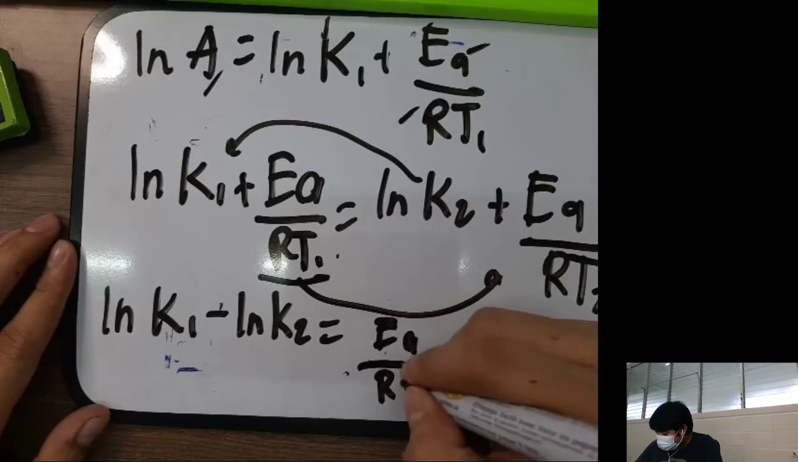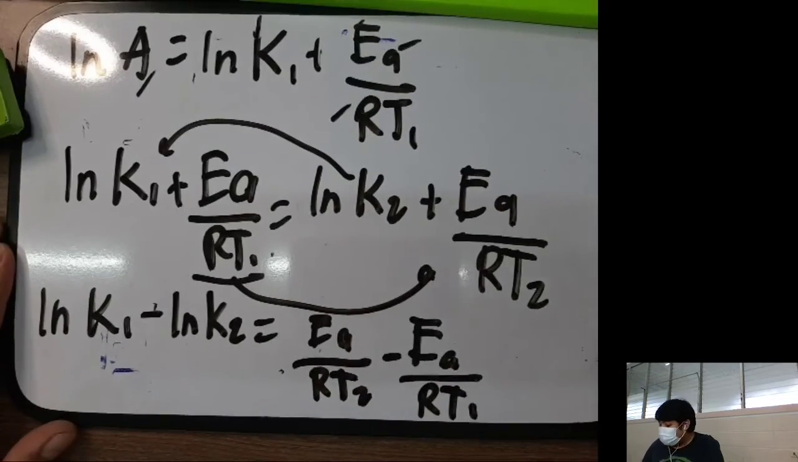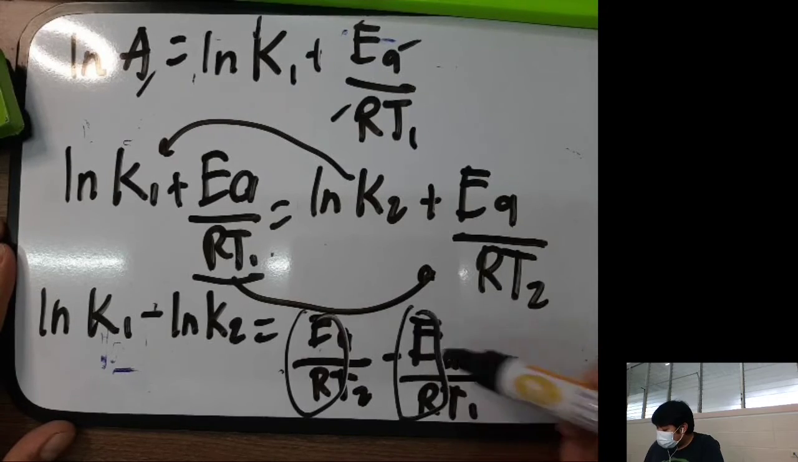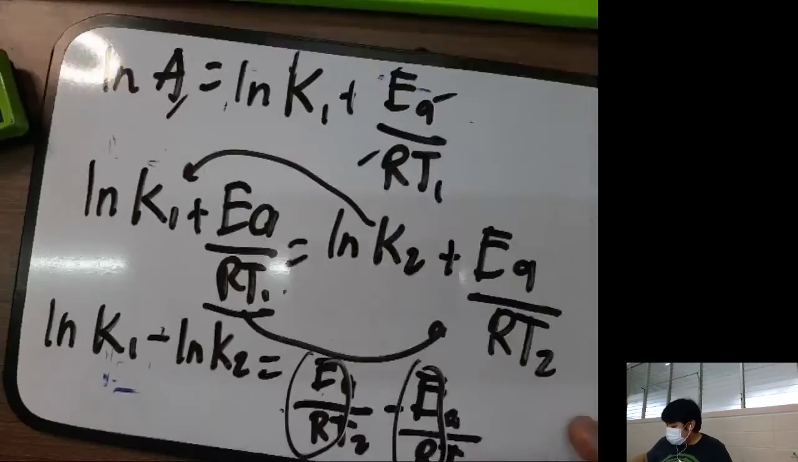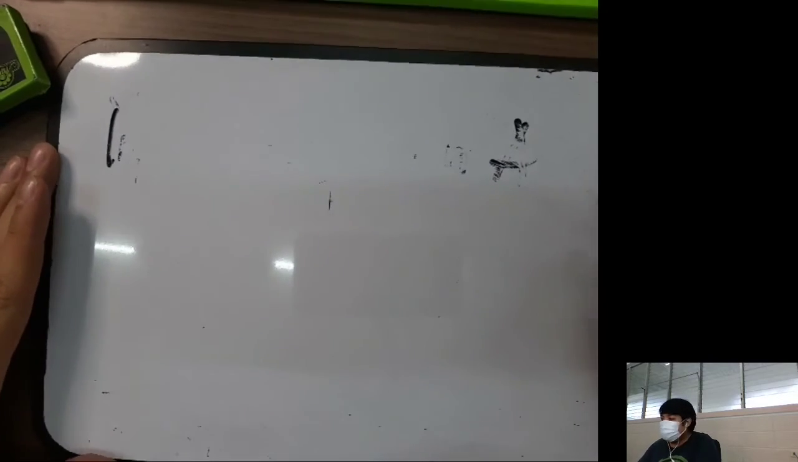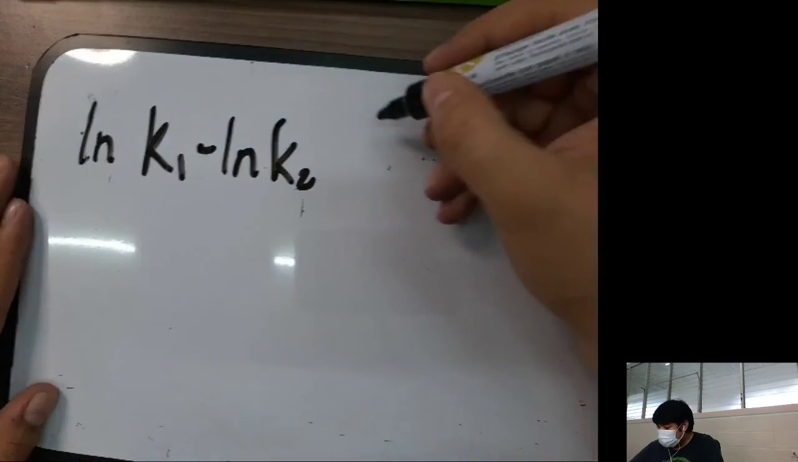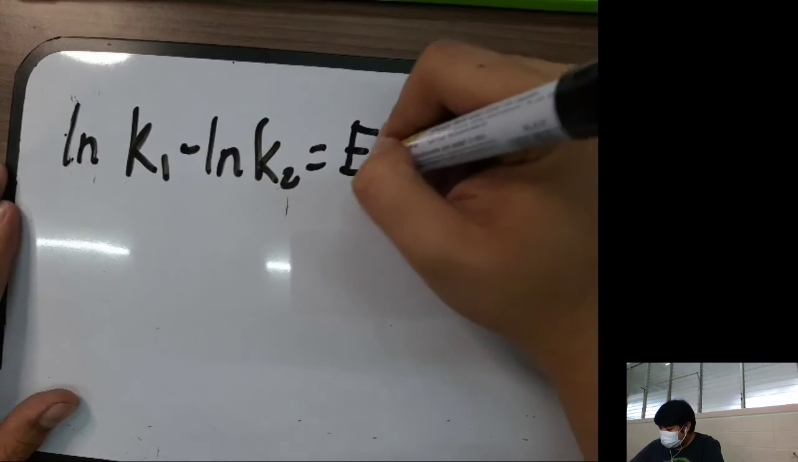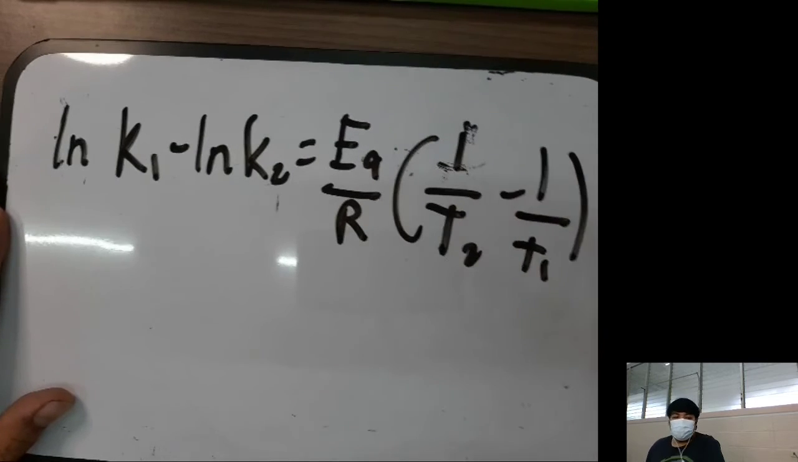Ea over RT2 minus Ea over RT1, right? Now, since these are the same values and they are constants, they can be factored out, which will give you, right, if you still remember your algebra.